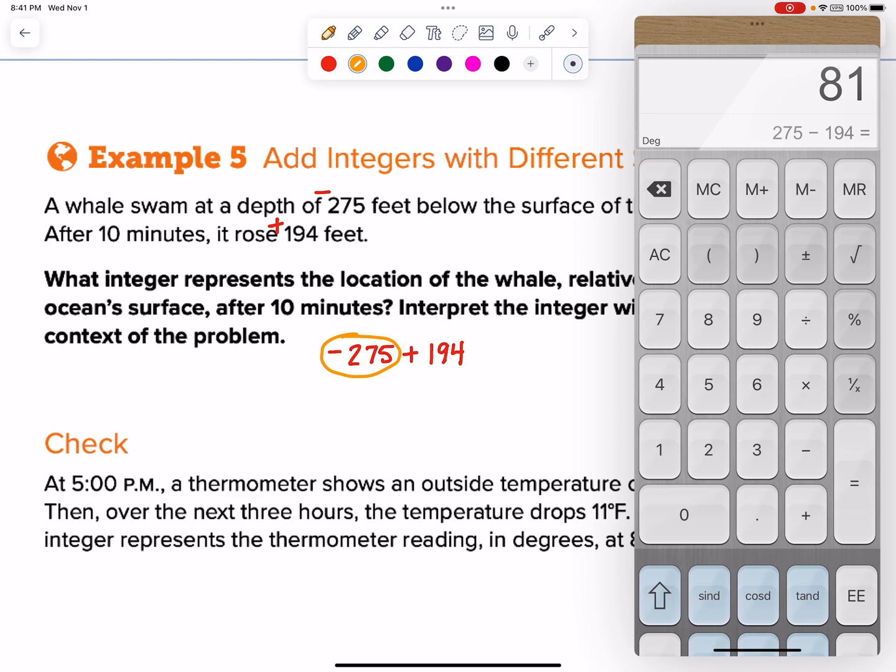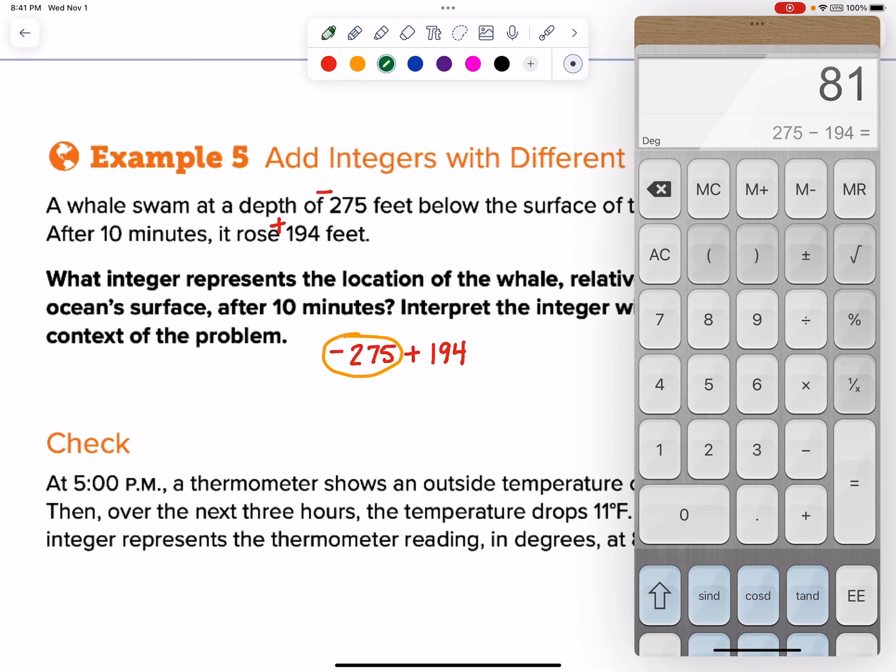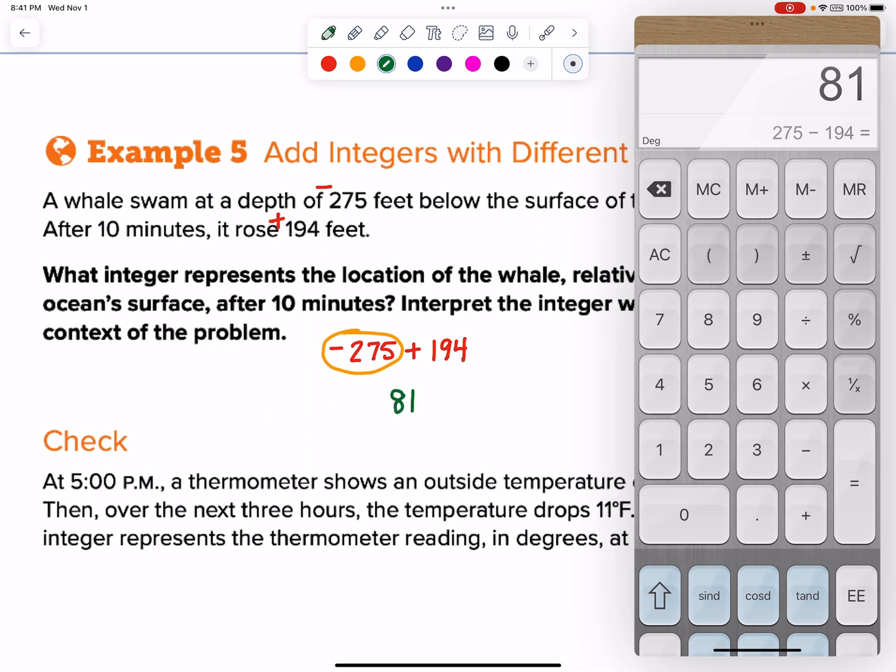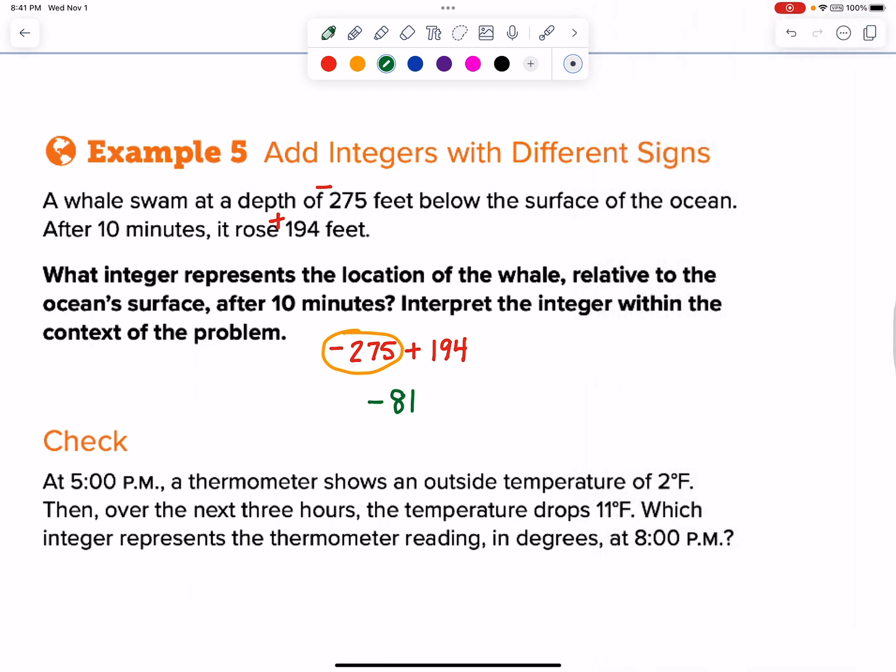Okay, so I'm at 81. But think about where I am on the number line. Different sign, subtract. Keep the sign of the bigger number, then you'll be exact. The bigger one is negative because I only moved 194 to the right on the number line from the negative 275. So I'm still nowhere near 0 because the additive inverse would have to be 275 to get to 0. All right, so there we go.